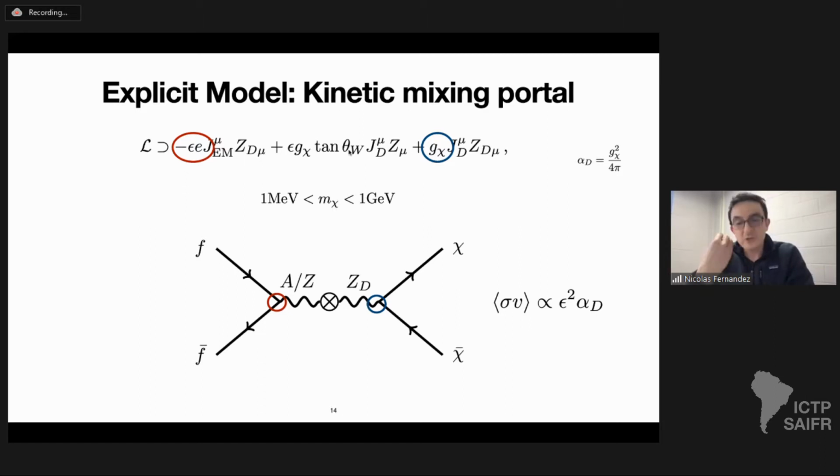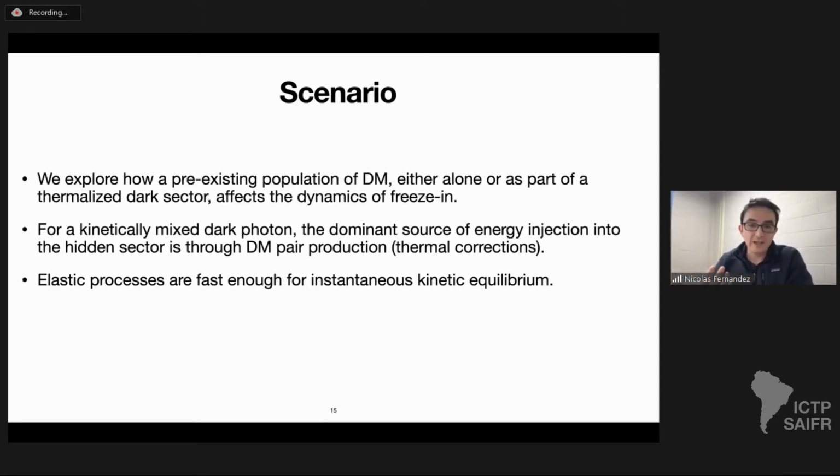So what is the question that I want to answer? There is an assumption for the freeze-in case that the initial relic density is 0. So what happens if we start to test that idea? What I want to explore is what happens if we have a pre-existing population of dark matter that is thermalized in the dark sector, and how that will affect the freeze-in.